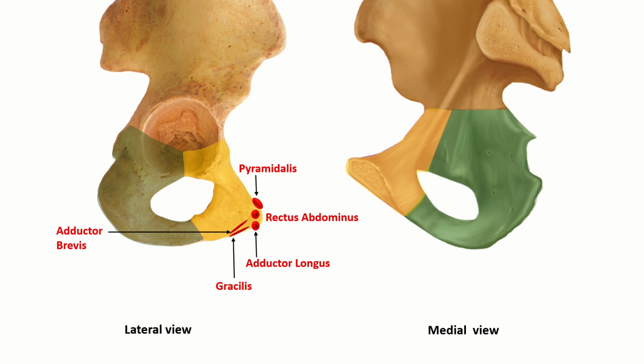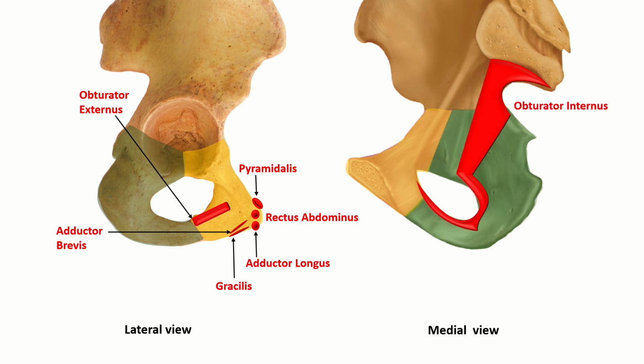And finally, we have the origin to the obturator externus, near the margin of the obturator foramen. The pubis also gives origin to the obturator internus, a bit laterally. As you can observe, the origin of this muscle is extending over the ischium all the way to the ilium as well.